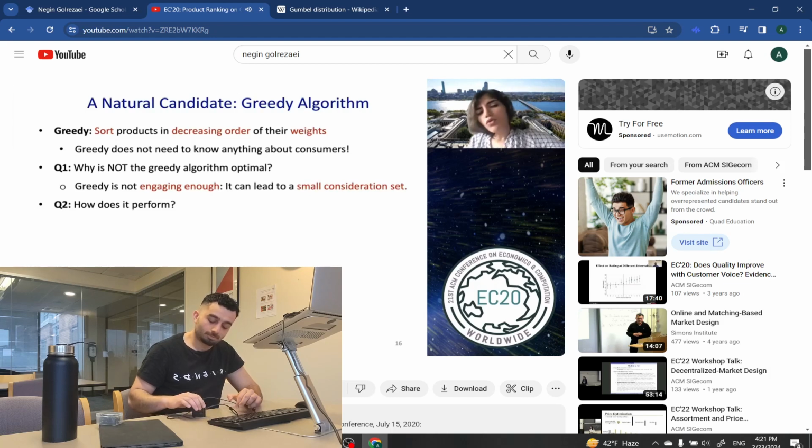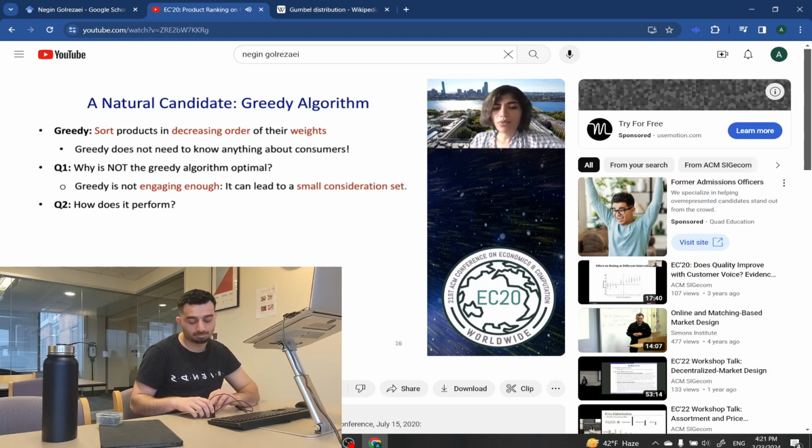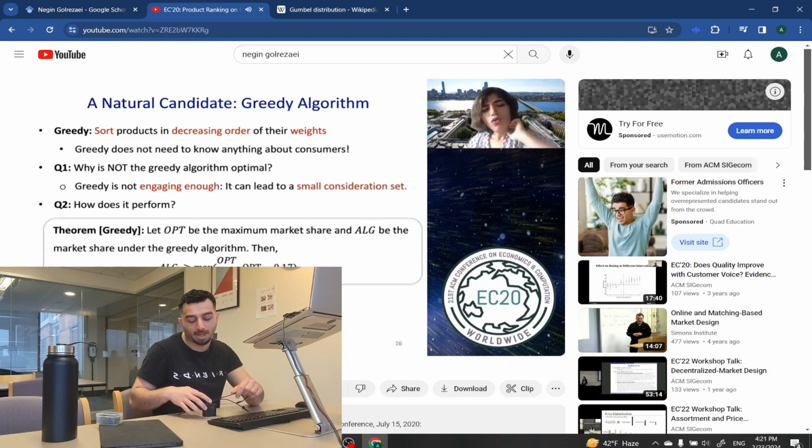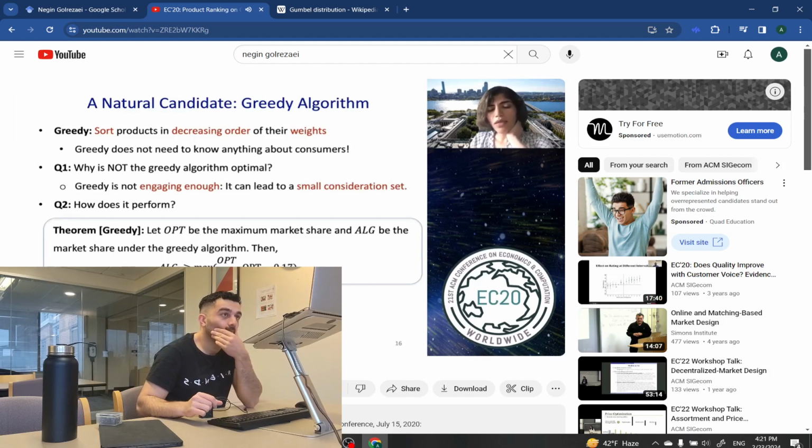But you may also wonder, how does it perform? Because a lot of online platforms use the greedy algorithm in practice. So we show that the greedy algorithm has a good performance: it is getting at least half of the optimal, and OPT minus 0.17, and this bound that I'm presenting here is actually tight.